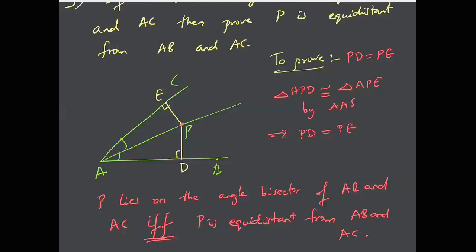So what we have proved until now is that if there is any point which lies on the perpendicular bisector, then it is equidistant from those two points and vice versa. And if there is any point which lies on the angle bisector of two lines, then it is equidistant from those two lines and vice versa. Okay. So now let us move forward. Now we will prove that in any triangle, the perpendicular bisectors of three sides are concurrent.